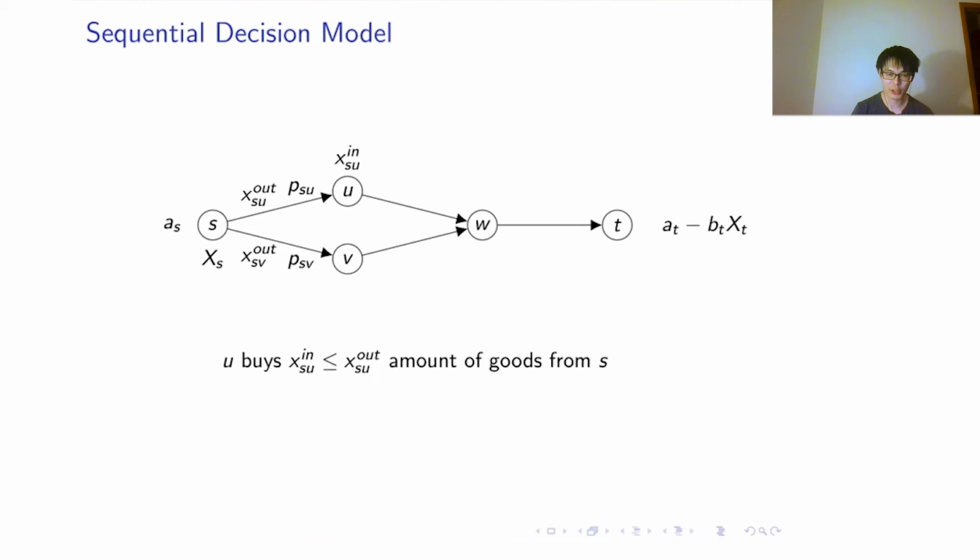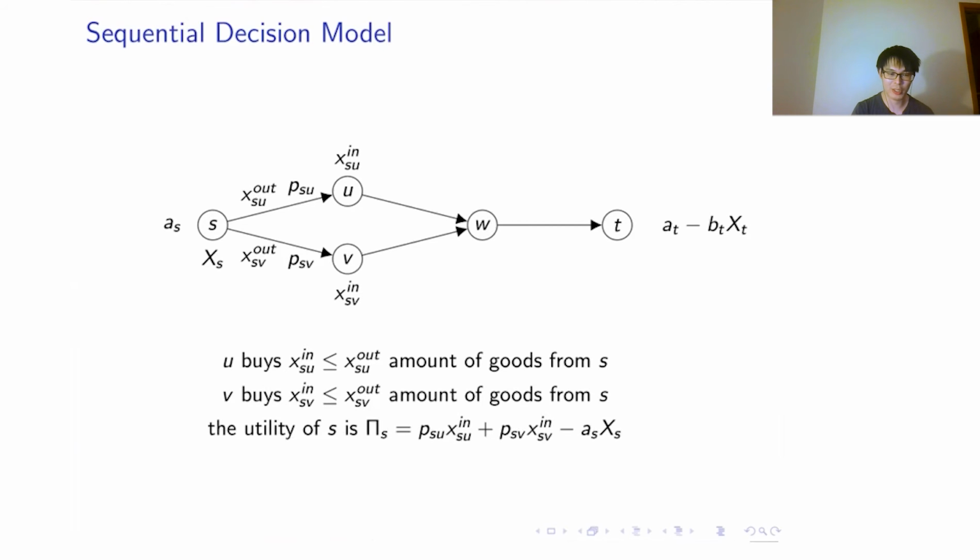So the decision of U is how much to buy from S. This is termed XSU superscript in. So whenever you see superscript in, it denotes the accepted amount. And we note that the accepted amount cannot exceed the offered amount from the upstream. And it's similar for V. So now, having all these values, we are able to derive the utility of S. So the utility of S is basically the revenue obtained from U and V minus the production cost.